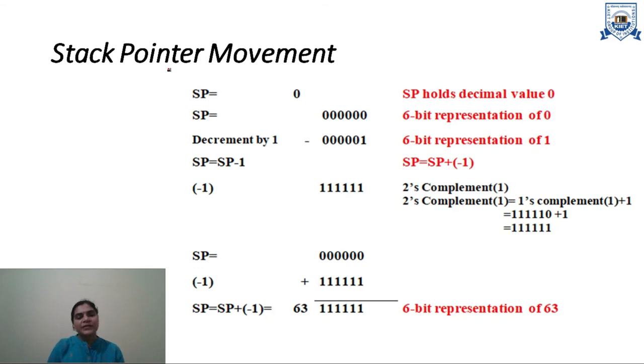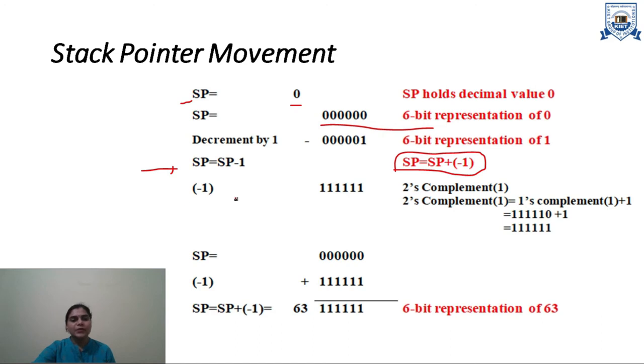Now we will understand the stack pointer movement from 0 to 63. Here the stack pointer is holding 0. Now 0 will be represented in 6-bit representation. 1 will be decremented from the stack pointer. So stack pointer equals stack pointer minus 1. But this subtraction will be performed in the form of stack pointer equals stack pointer plus minus 1.